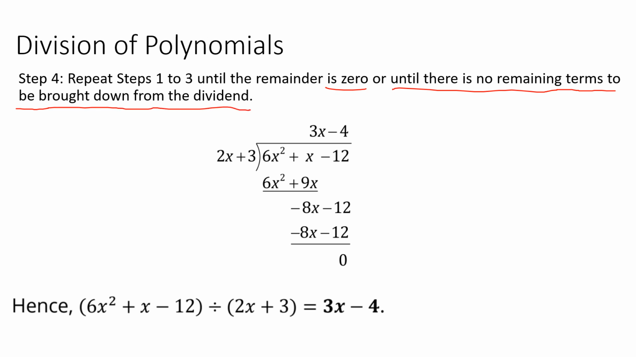So negative 8x divided by 2x is negative 4. Multiply negative 4 times 2x is negative 8x. Negative 4 times positive 3 is negative 12. Negative 8x minus 12 minus negative 8x minus 12 is 0. Therefore, the quotient that we have is 3x minus 4.